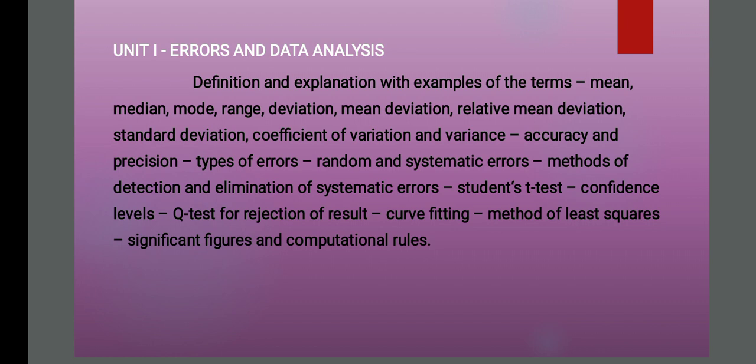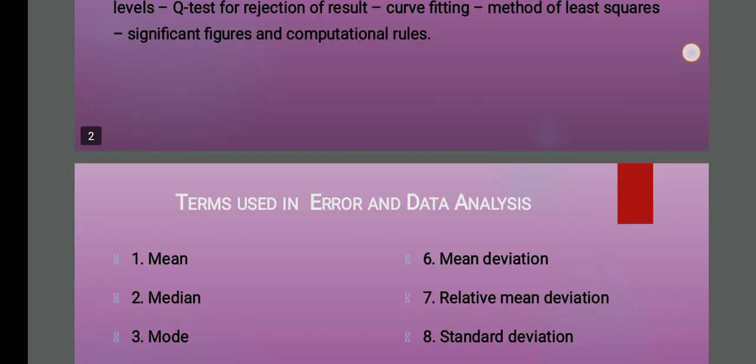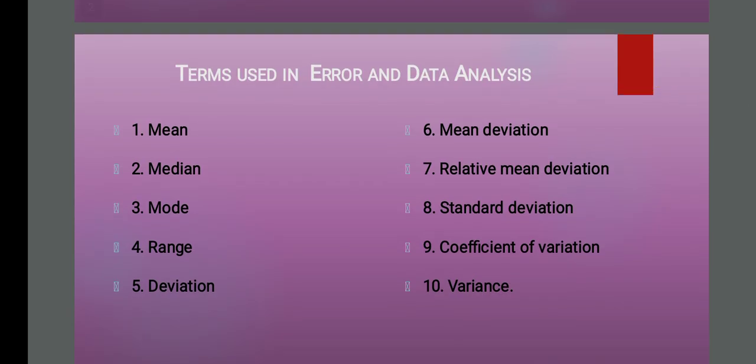So first we can see the terms involved in error and data analysis. Mainly we have 10 terms. First one is mean, then median, mode, range, deviation, mean deviation, relative mean deviation, standard deviation, coefficient of variation, then variance. All these topics you have studied in your 10th standard as well as 11th and 12th standard.